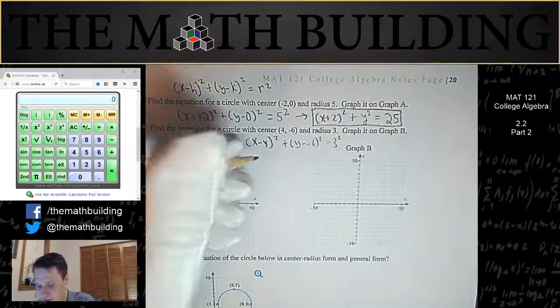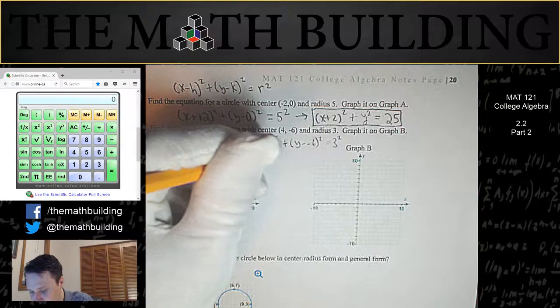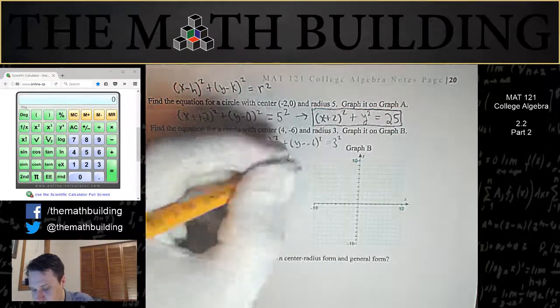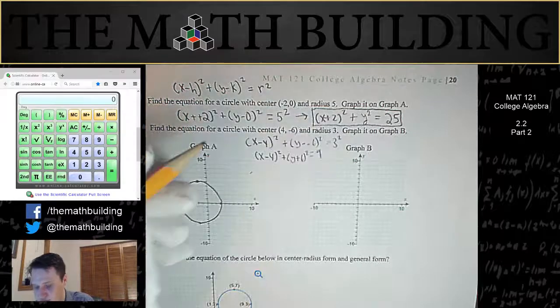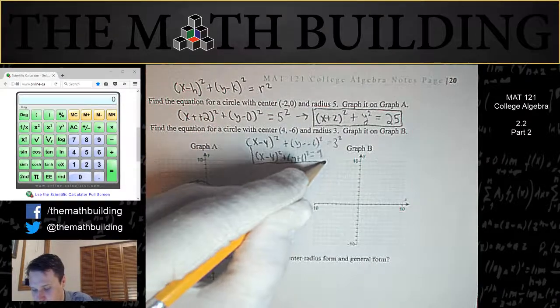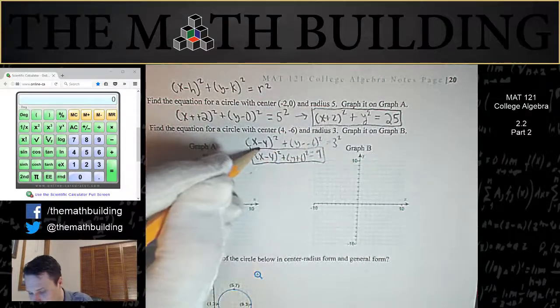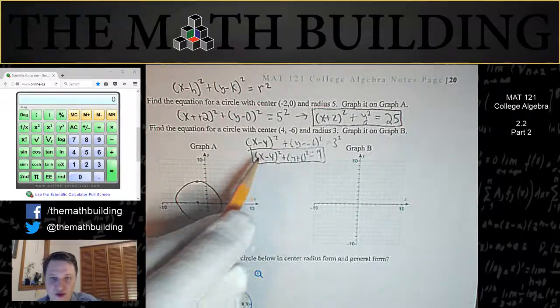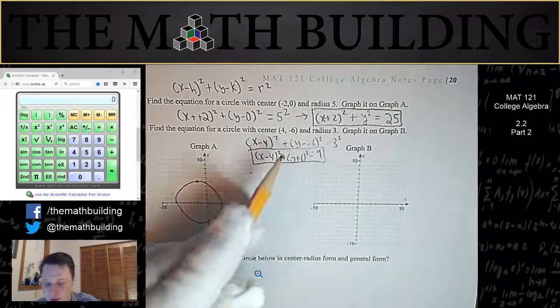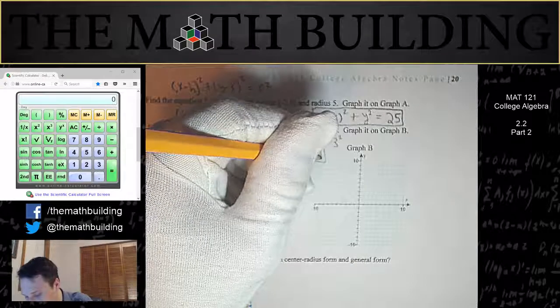Let's clean this up a little bit. (x minus 4) squared, the two minuses become pluses, and 3 squared is equal to 9. So here's the equation: (x minus 4) squared plus (y plus 6) squared. These parentheses are important, so make sure you keep the parentheses in, and that's equal to 9.